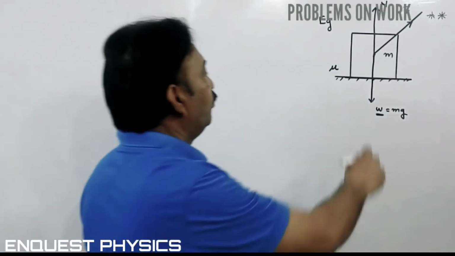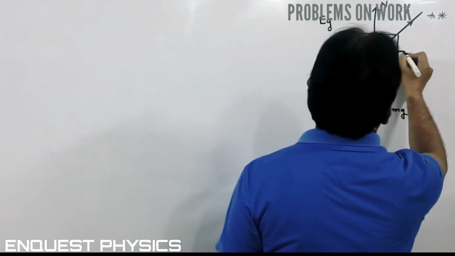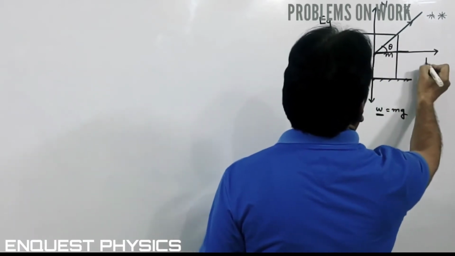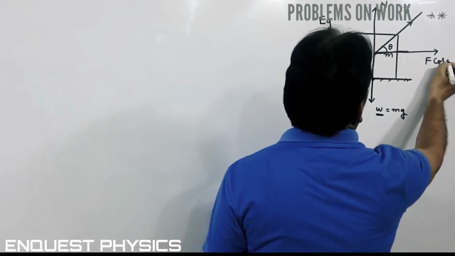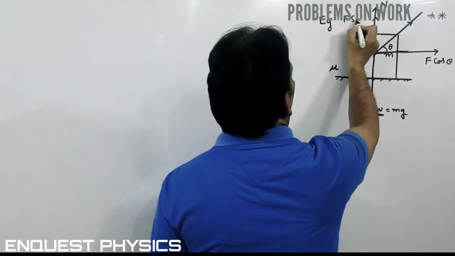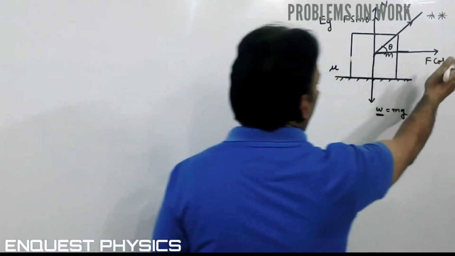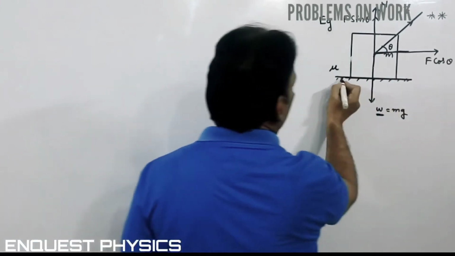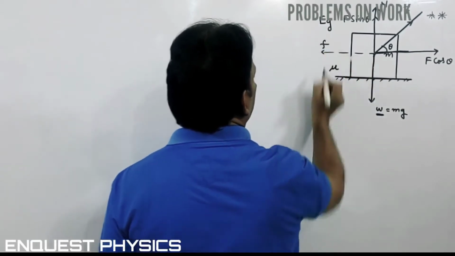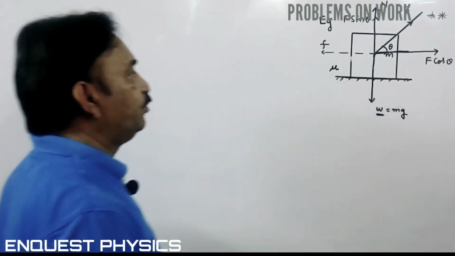Okay, students, F is the force which is acting on the body, and we are dividing the force into components: F cos theta, and we have another component, which is F sin theta. If the body starts moving in this way, obviously the frictional force will act in this direction. Let's say it is the frictional force f, and you have to represent it here also.